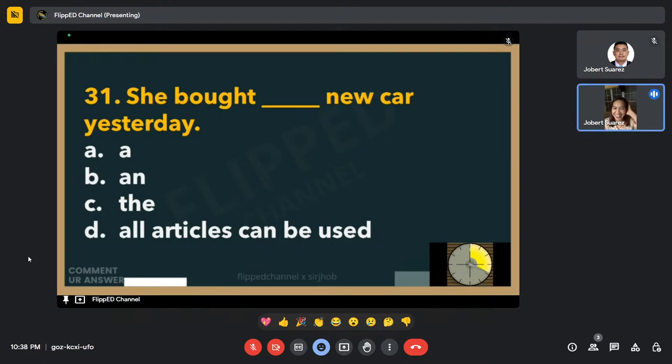Hindi naman saktan yung sarili nyo kapag naririgwa kayo. Yung sarili na nga lang natin yung nagmamahal sa atin eh.